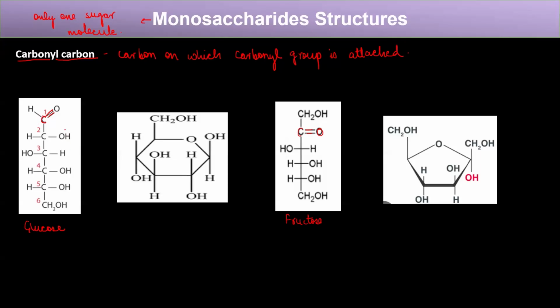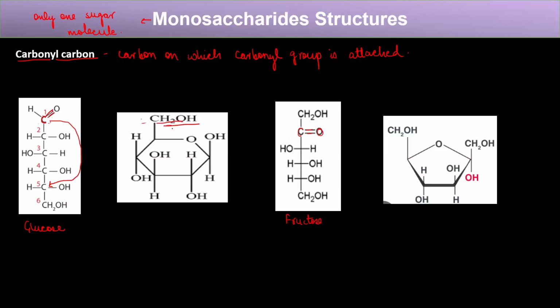So in the linear structure, it is very much clear where the carbonyl group is attached. But what about the ring structure? If we take the example of glucose, we see that this CHO group forms a bond to this fifth carbon, right? And if we start numbering, this is your sixth carbon, because this CH2OH is clearly visible in the ring structure as well.